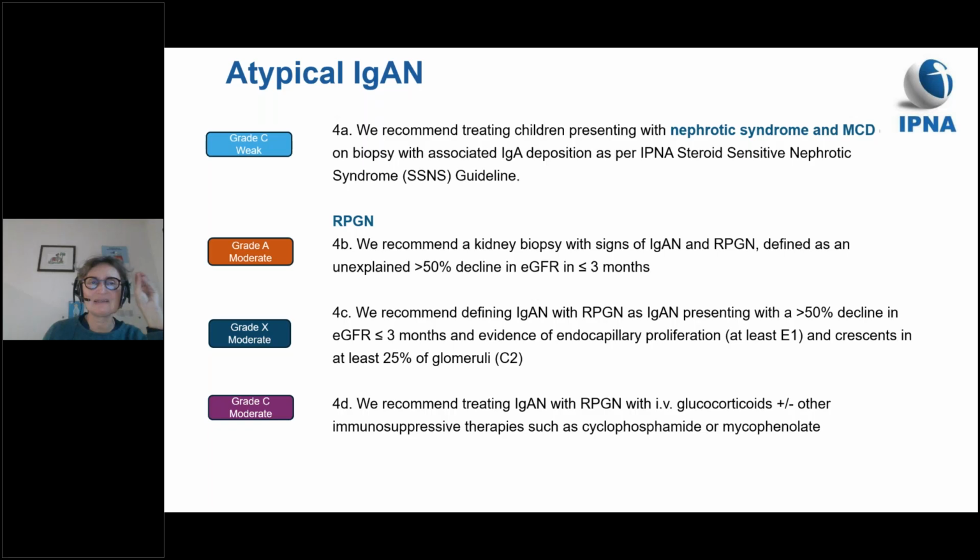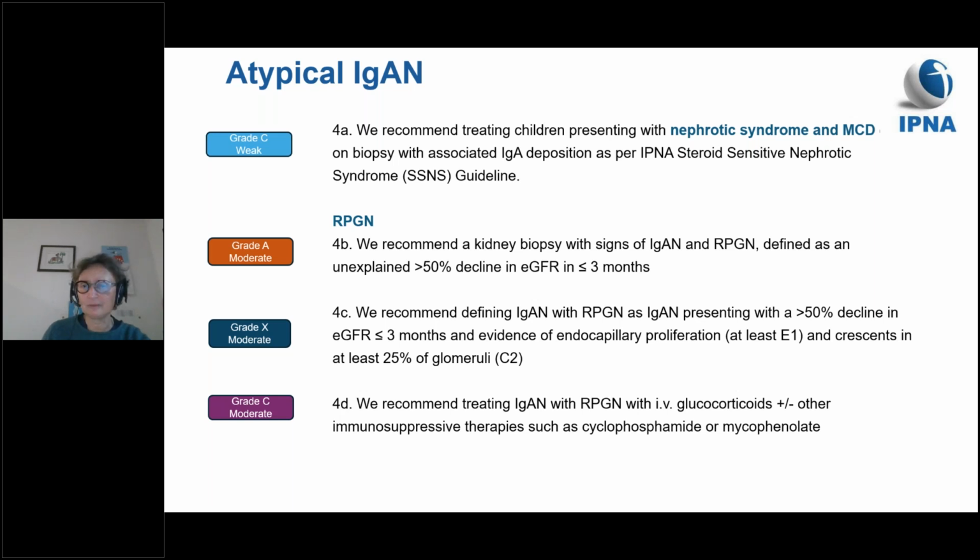We also addressed children presenting with rapidly progressive GN, as I have mentioned even before. If you have a rapidly progressive form, so an unexplained more than 50% decline in eGFR in less than 3 months, you have to treat that patient as if he or she had rapidly progressive GN, irrespective of the fact that he or she may have IgAN.